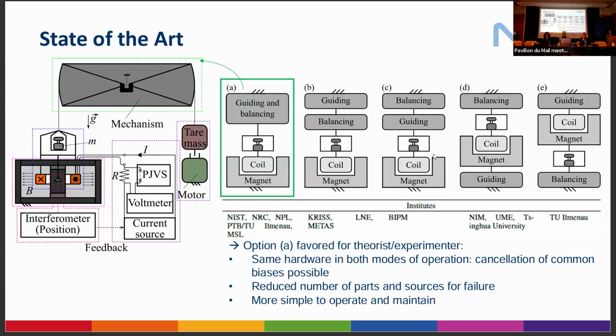There's also another way to do things with a Kibble balance, where your balancing mechanism is fixed and your guiding is attached to the balancing, and you can move your coil with your guiding mechanism. The magnet is also fixed. That's the BIPM strategy. Nim and Ume and Tsinghua University have a weighing cell, and their magnet is actually moving. So the guiding is installed on the magnet, and you're moving your magnet.